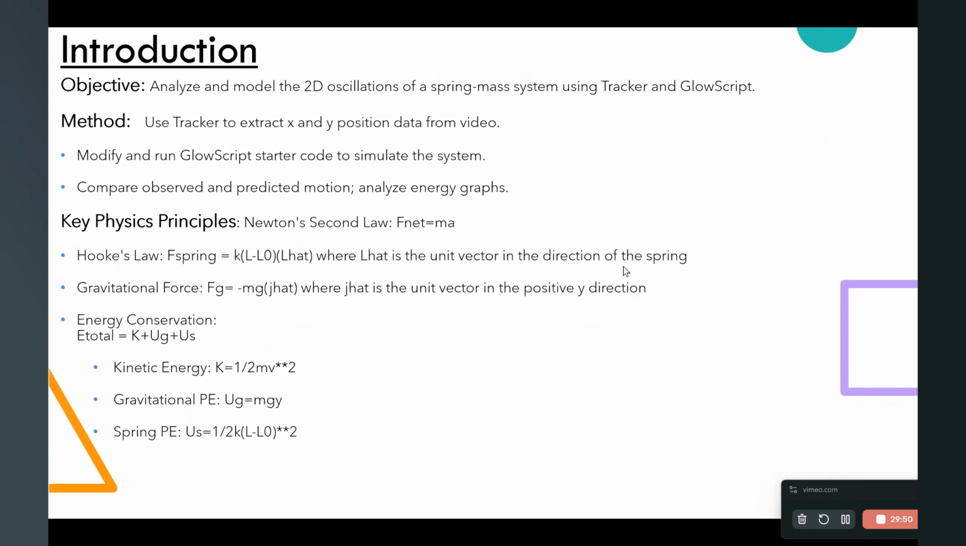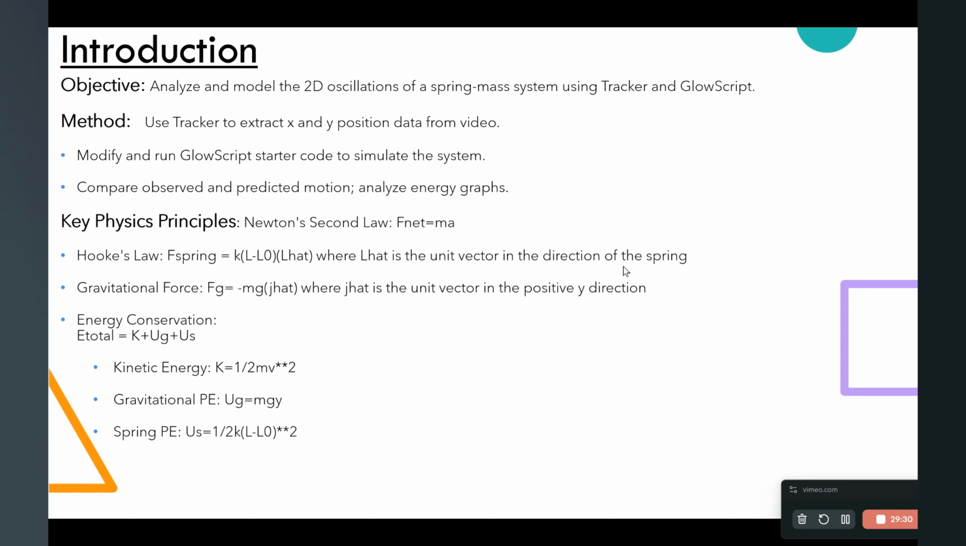Introduction. The objective of this lab was to analyze and model the 2D oscillation of a spring mass system using Tracker and GlowScript. The method was to use Tracker to extract the x and y position data from the video, and then modify and run GlowScript starter code to simulate the system, and then compare the observed and predicted motion and analyze the energy graphs.